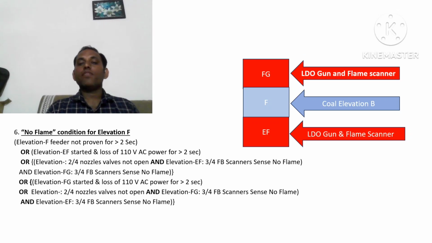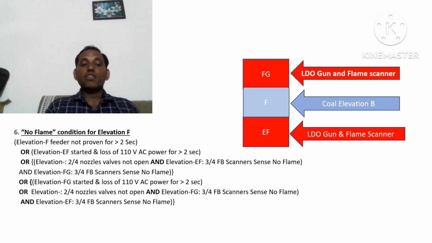Actually, elevation F is situated in between elevation EF and FG, so the LDO guns and flame scanners of both elevations also contribute in this logic. The condition number 1 is elevation F feeder not proven for more than 2 seconds. If it becomes true, it is voted for no flame. The second condition is elevation EF started and loss of 110 volt AC power for more than 2 seconds. It means that if any LDO gun is in service and 110 volt AC power failure takes place, this will become true and voted for no flame.